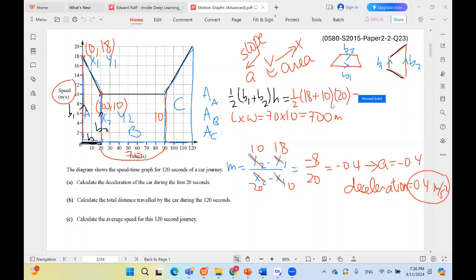And if we multiply, here we have 28. So half times 28 times 20 is 280 meters.